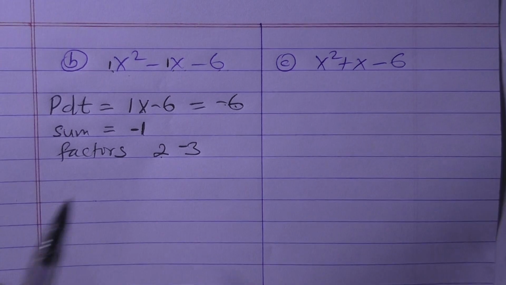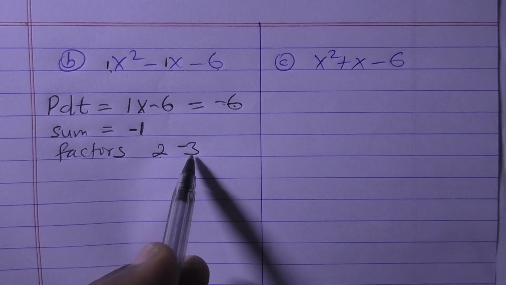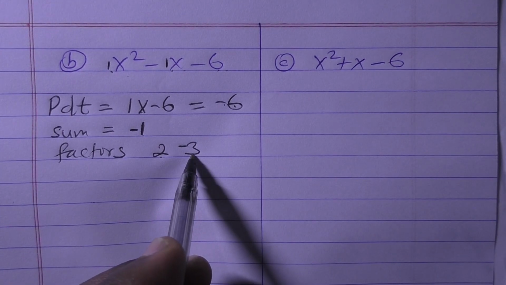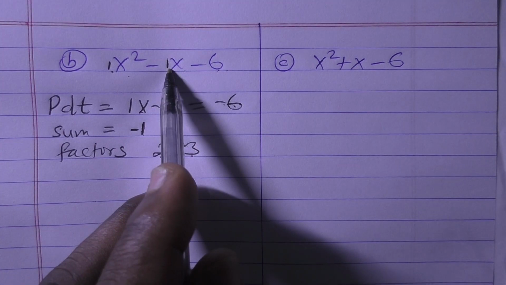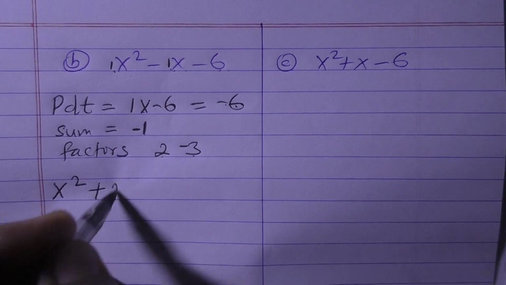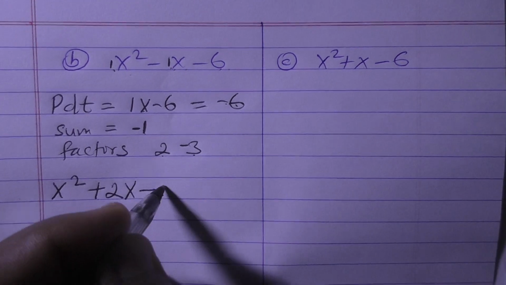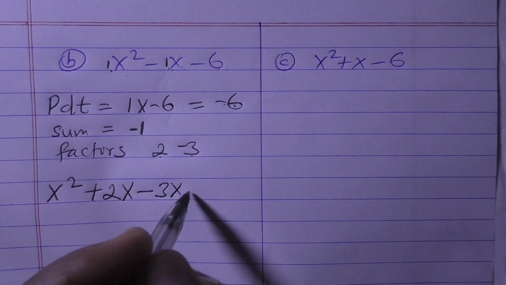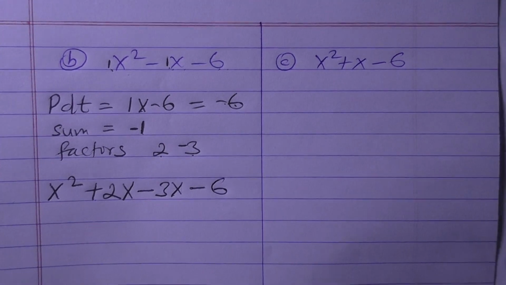Let us continue. So after getting the factors, we are going to replace them in the position of B. That is to say, we shall have x squared plus 2x minus 3x minus 6.